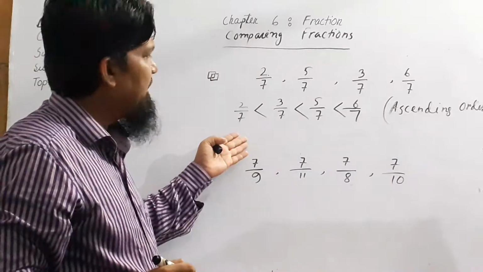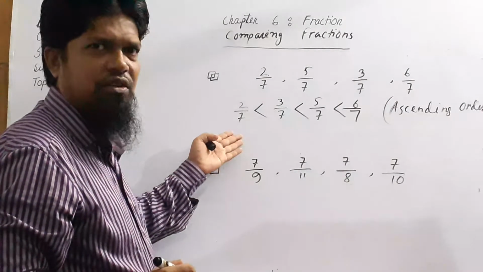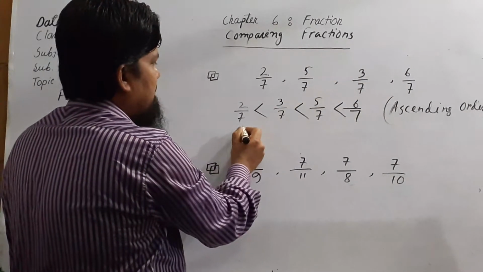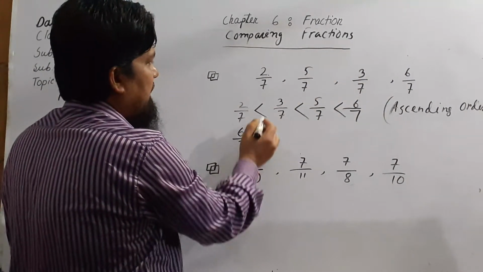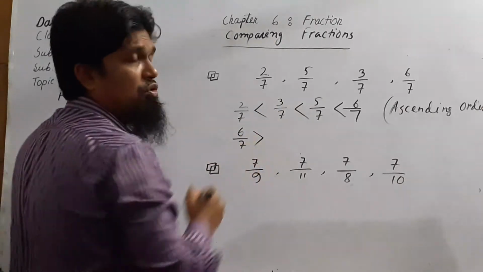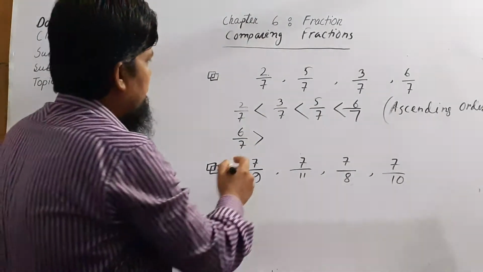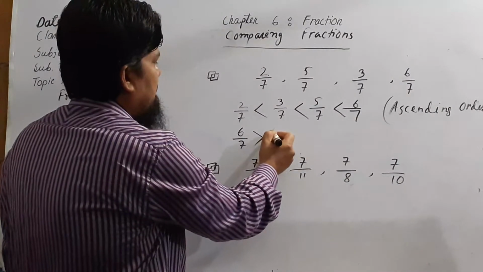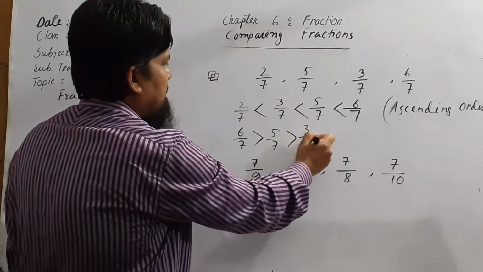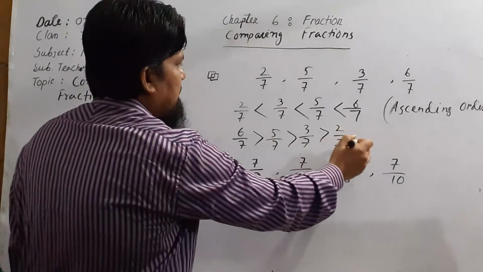On the other hand, if I arrange the fractions in descending order, then we will just change the order. 6 by 7 will come first, and this sign will not be used. Now the greater than sign will be used. So then 5 by 7, then 3 by 7, then 2 by 7.